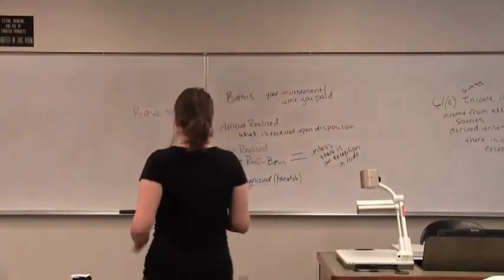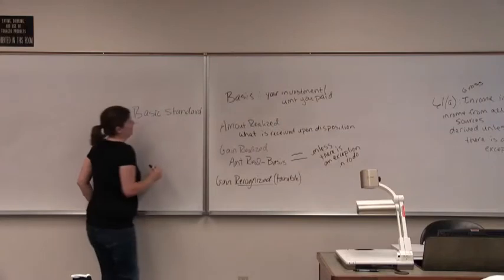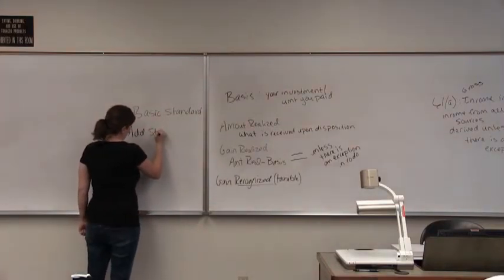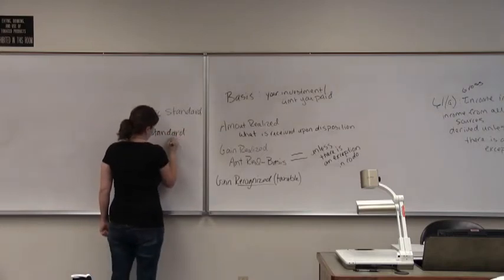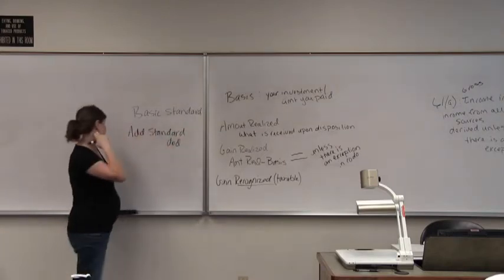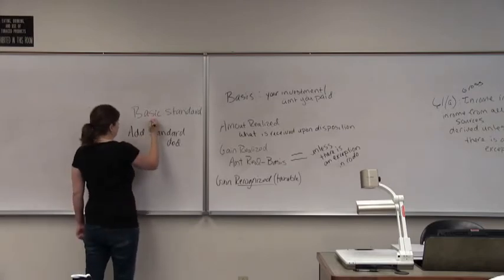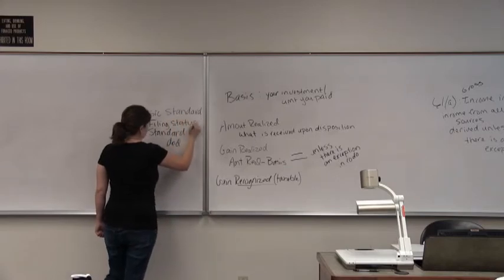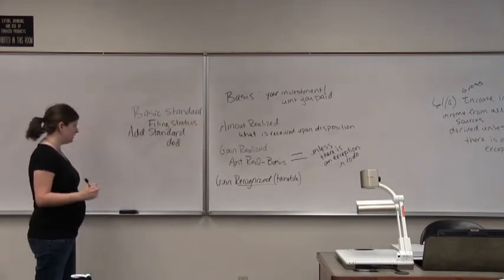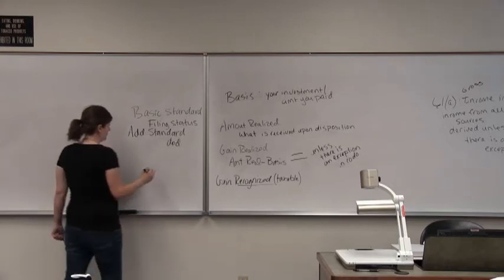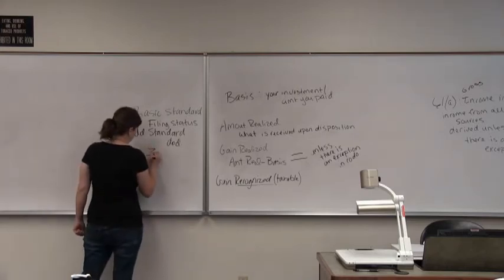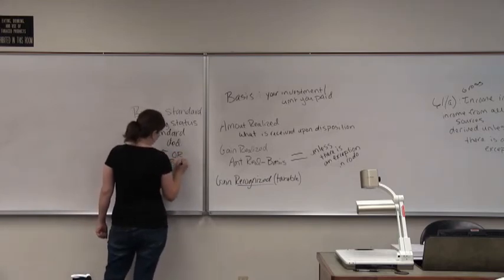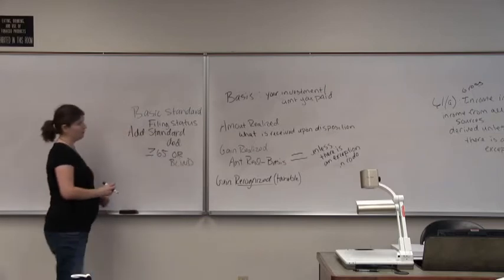Okay, we have our basic standard deduction, and then we also have our additional standard. Your basic standard depends upon filing status. Your additional standard, you only get if you are either age 65 or over, or blind. Notice you do not have to be both, one or the other is fine.